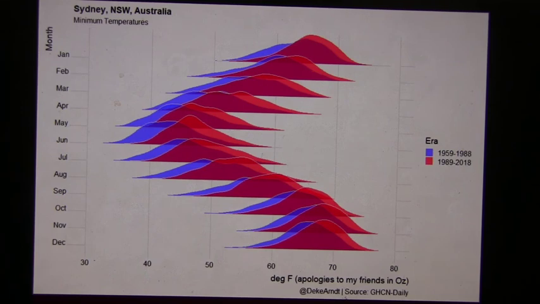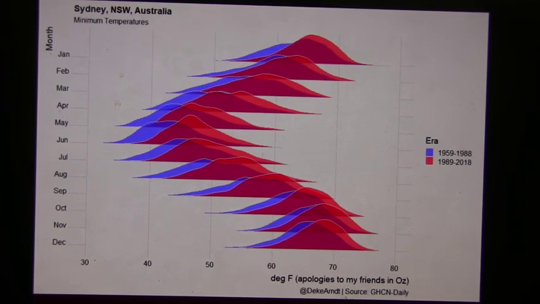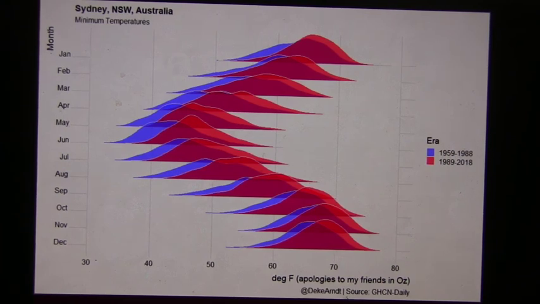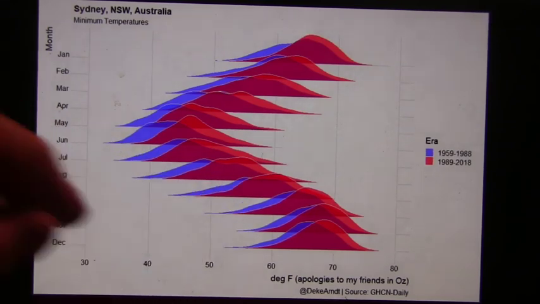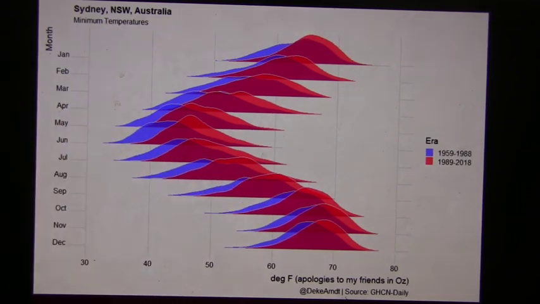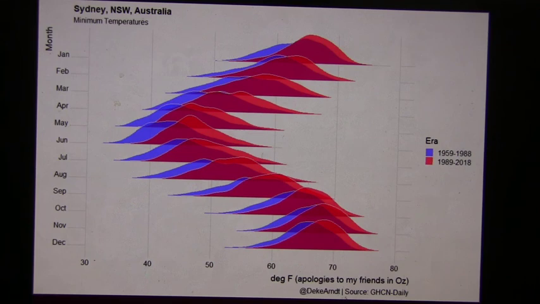Probably the reason you can't see the right-hand side is, I think, all of the red from 1989 to 2018 is shifted to the right. Okay. All right. And there's definitely an increase between the two graphs. You can definitely see a shift over. It's not a big shift considering the scale, but this definitely is a shift.